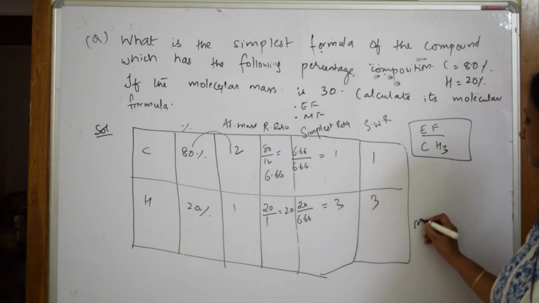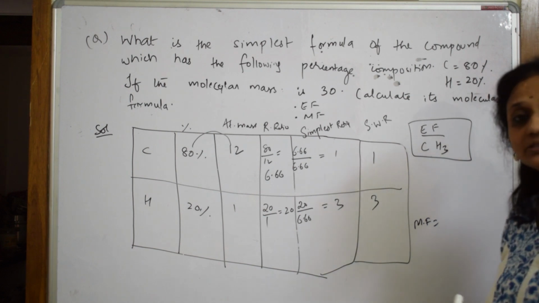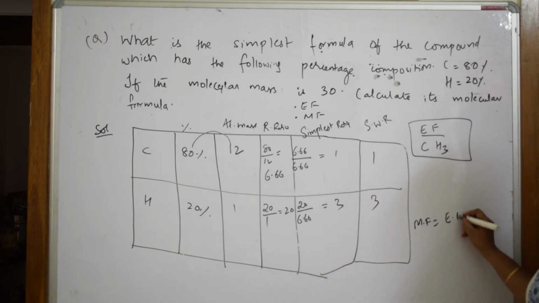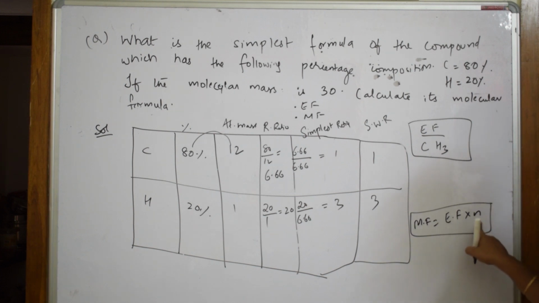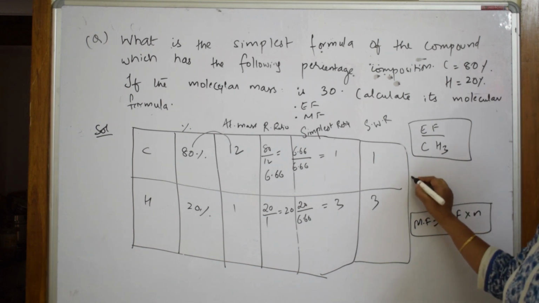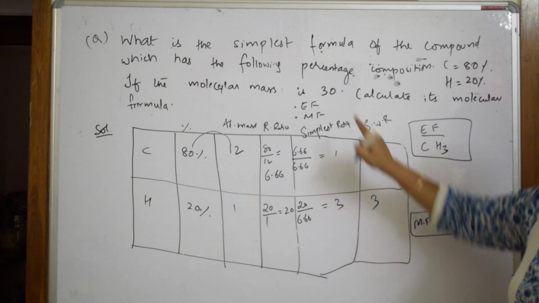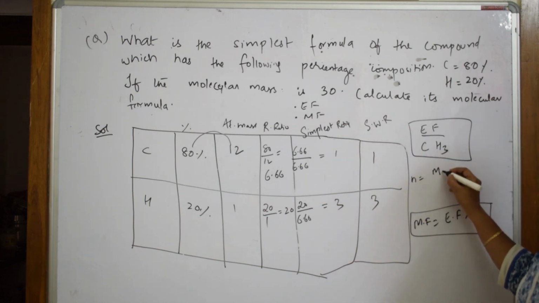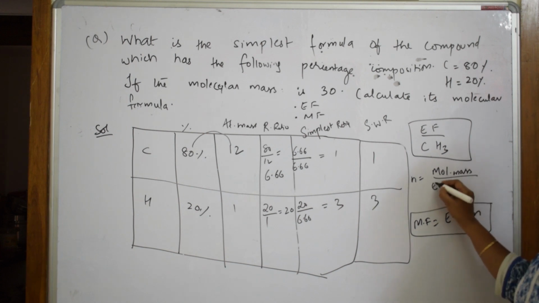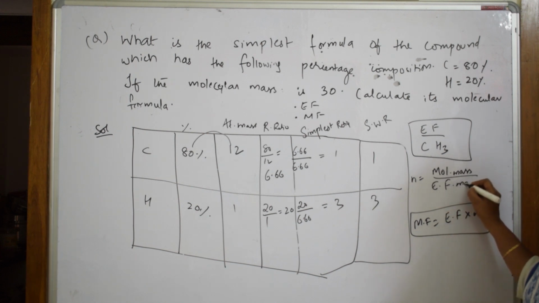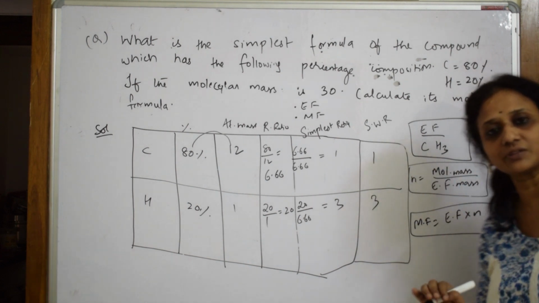So molecular formula, what is the formula? Molecular formula is equal to empirical formula into n. This is the formula. Now what is n? n is nothing but the molecular mass by empirical formula mass. This is your third one. Okay, right. Let us take this as 1. Let's take this as 2. Let us take this as 3. One after the other we'll do.